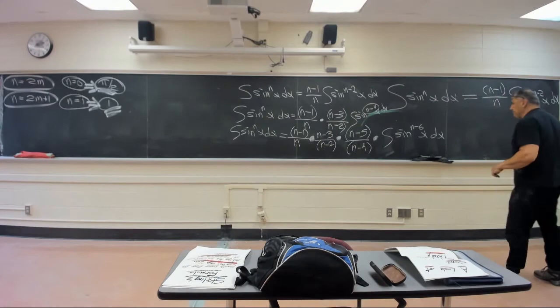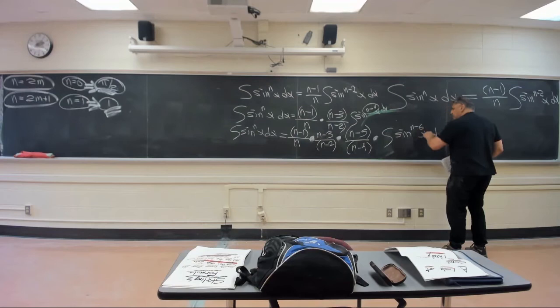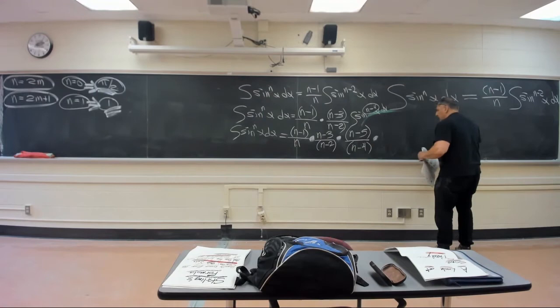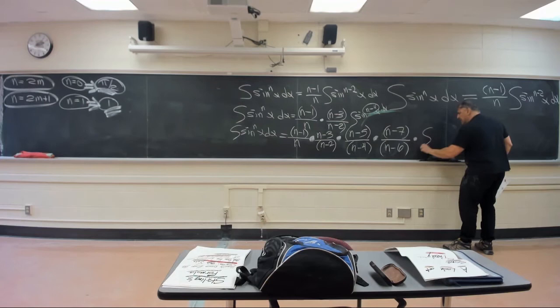Let's get this guy. Let's knock him down one more and take the n minus 6, subtract 1, it's going to be n minus 7, and then the n minus 6 is going to stay. Okay, we're definitely seeing a pattern here. This is sine to the n minus 8. I'm going to run out of room, but that's okay.